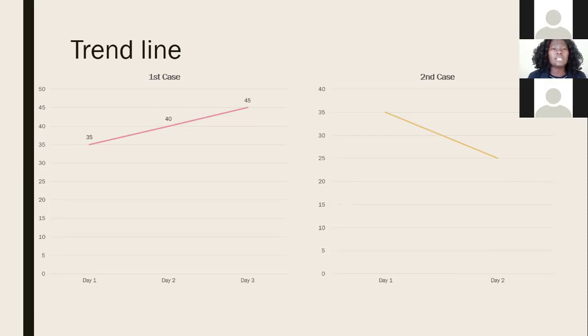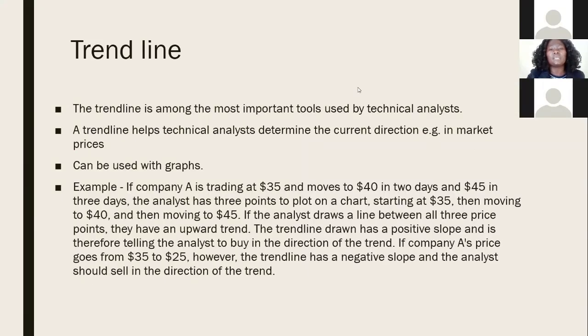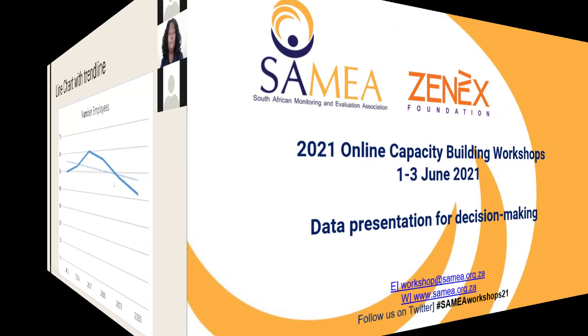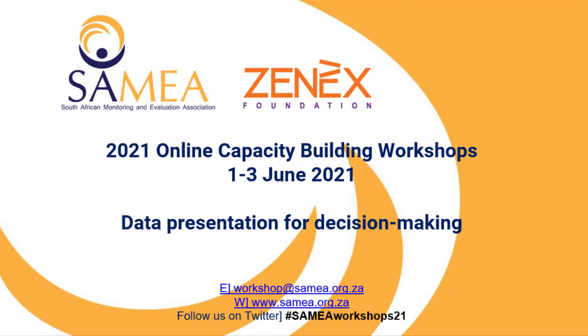So the trend line is very important to help people make a decision. It can come this way, or it can be made using the format that I showed you earlier, where from a line chart we can then come up with a trend line. I'll show you how it will be done.